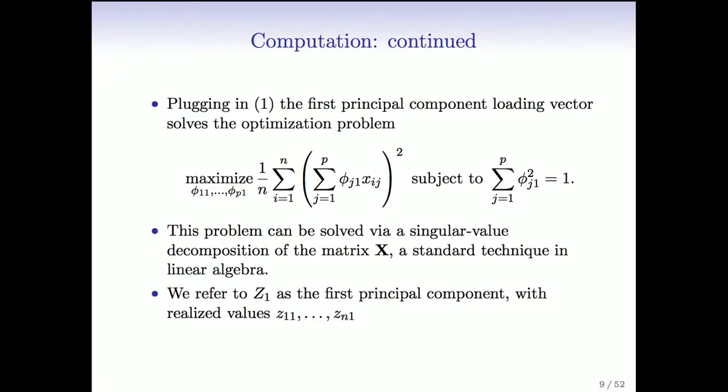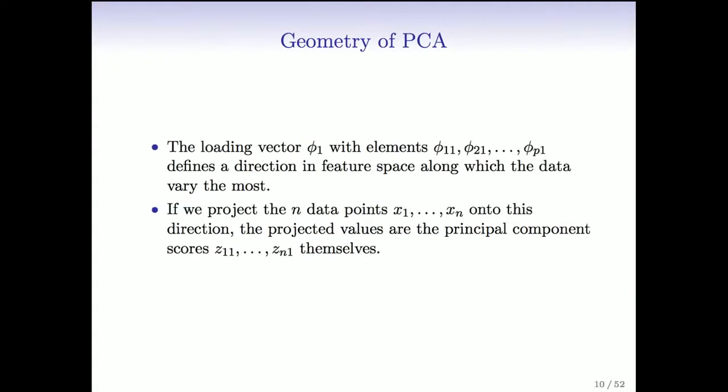Okay. So it's like we've created a new variable now. We had our original p variables. Now we've created a new variable, which is the first component, which has n values, just like each of our original variables. Exactly. So now we can think of that geometrically, and we'll go back to the picture in a moment. So the loading vector is a direction of the features that, if we project down that direction, has the highest variance. And the values of the projected data are called the principal component scores.